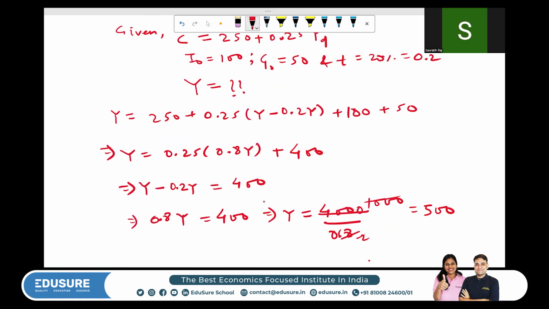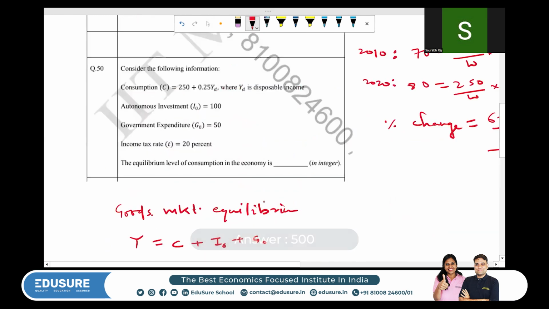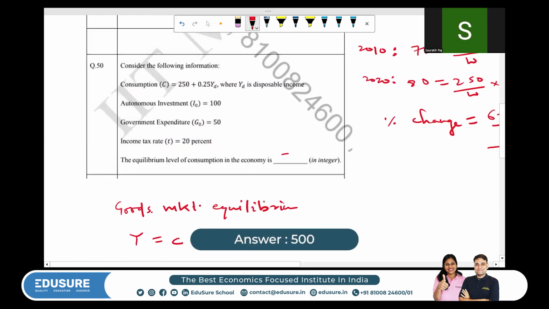This is a little bit of mathematical manipulation, and after doing simple substitutions, you will easily figure out that the equilibrium level of income will be 500. So the answer will be 500, and since the question itself asks for an integer, 500 will be the answer.